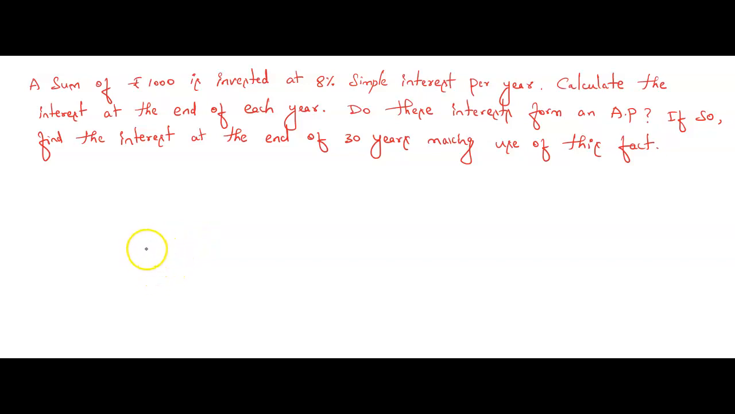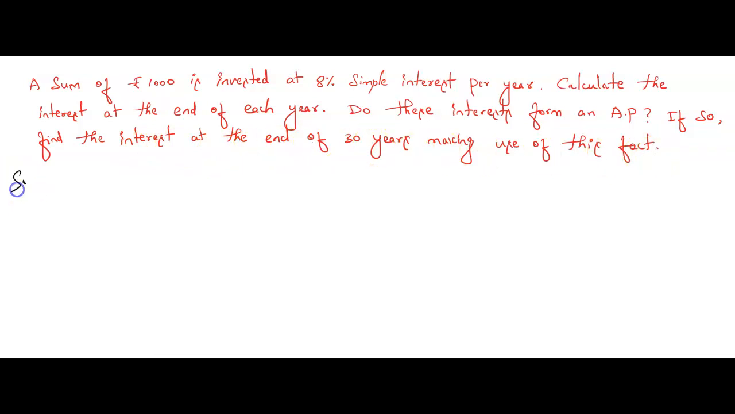Dear students, today I am going to continue the chapter of class 10th mathematics, arithmetic progression. See children, here the problem is: a sum of rupees 1000 is invested at 8% simple interest per year. Calculate the interest at the end of each year. Do this interest form an AP? If so, find the interest at the end of 30 years making use of this fact.